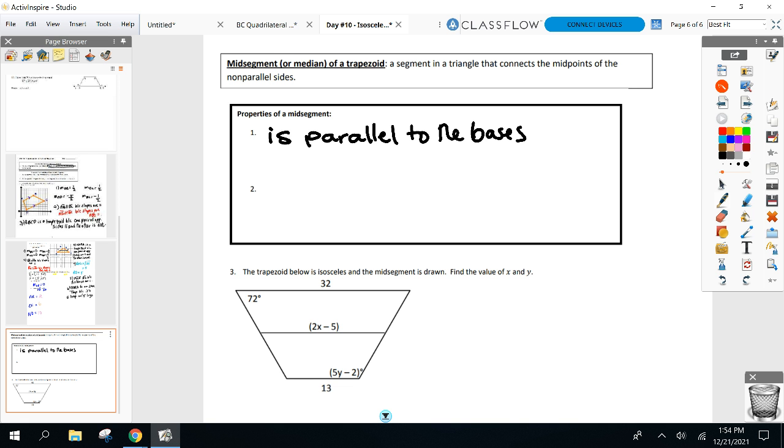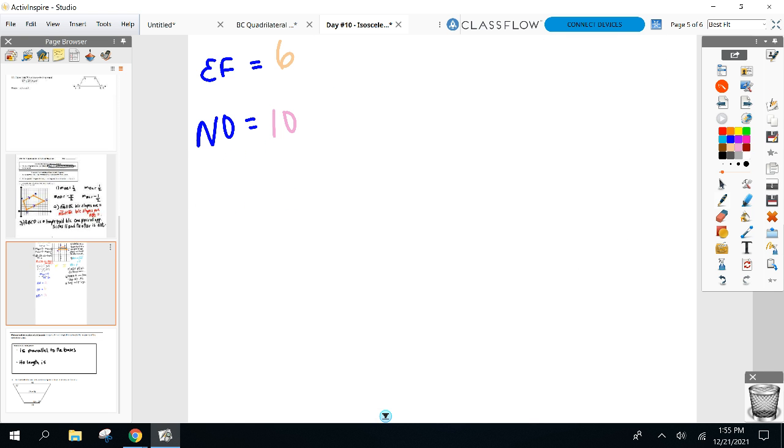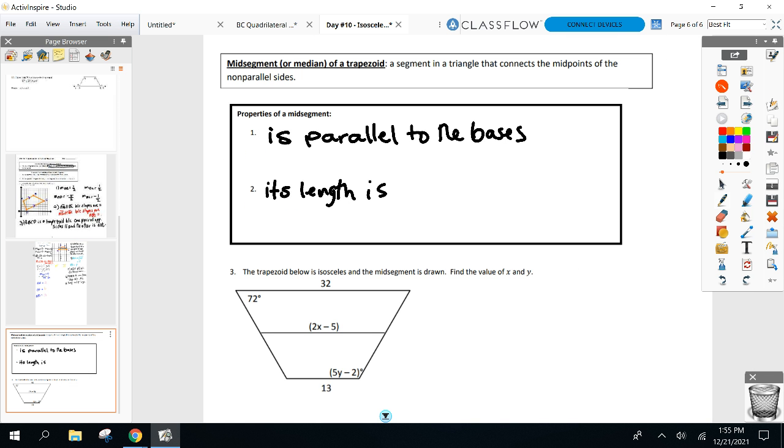Now here's what I want to finish today. Well, we could probably get to the example too. Tell me something about its length. So I'll start you here. Its length is blank. Look at the work we did on the previous page. One base was 2, the other base was 10, and our midsegment was 6. How can I find the length of a midsegment knowing the two bases?